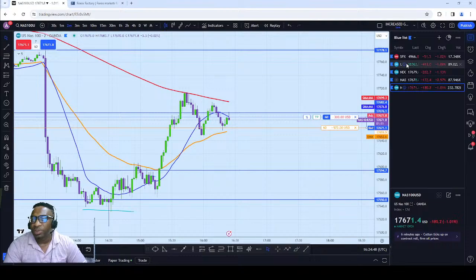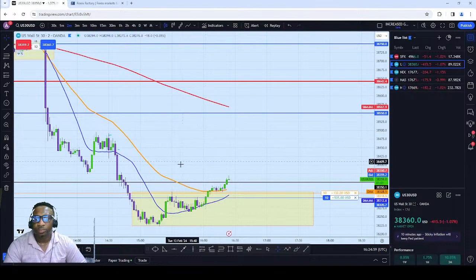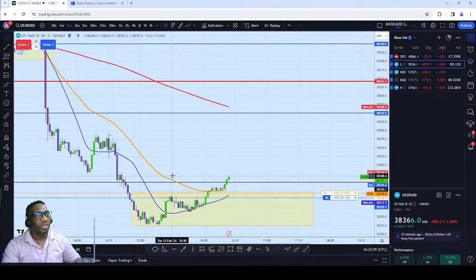Let's look at US 30. Yeah, US 30 is gradually pushing up. I hope we have all covered our position. If you entered this US 30 trade, just move your stop loss above your entry to make the trade a risk-free trade.